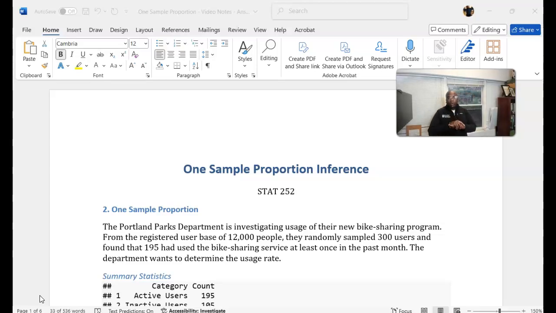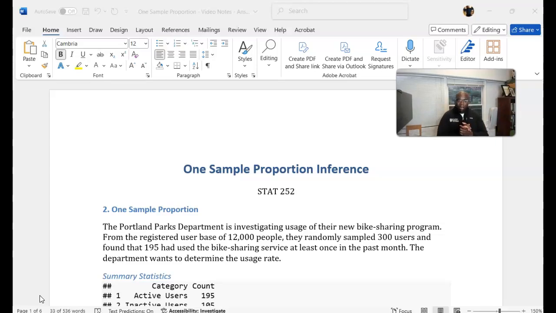One sample proportion inference. Why don't you go ahead and read the description? Look at the numbers within the summary statistics. Look at the visualization. What type of visualization is it? Then finally just go over the analysis and then come back.